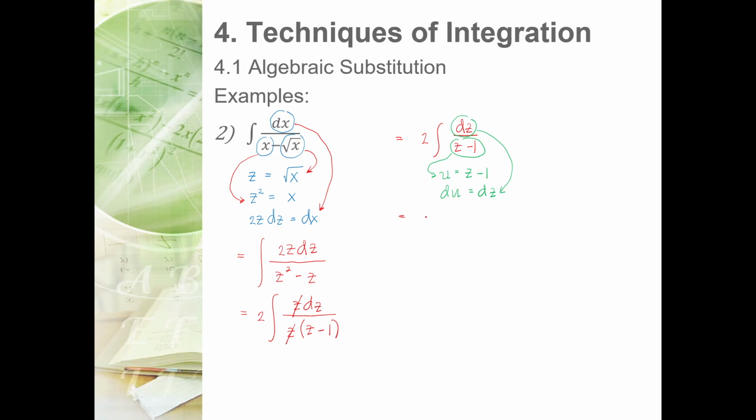So this would give us 2 integral of du over u. And then by basic formula, this would give us 2 ln of u plus c. Again, bring back the value of the u parameter, which is z minus 1. And lastly, bring back the value of the z parameter, which is square root of x, plus c. So this would be the final answer.